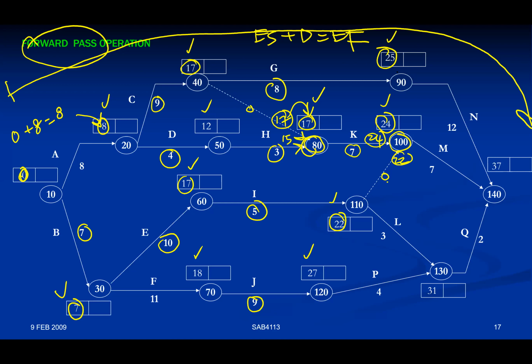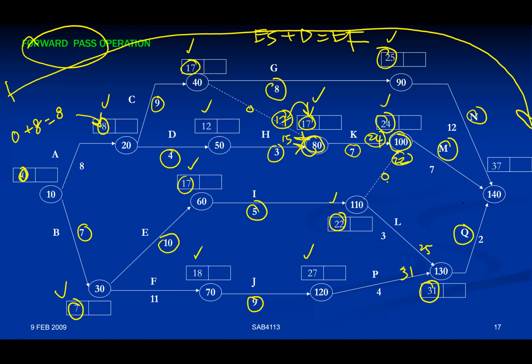How about K? Already finished. And then how about L? Okay, 22 plus 3 equivalent to 25 as one value. And then from P, 27 plus 4 equivalent to 31 as another value. So 31 is the higher value that will be put into the early start of Q. So the last activities are basically N, M, and Q.